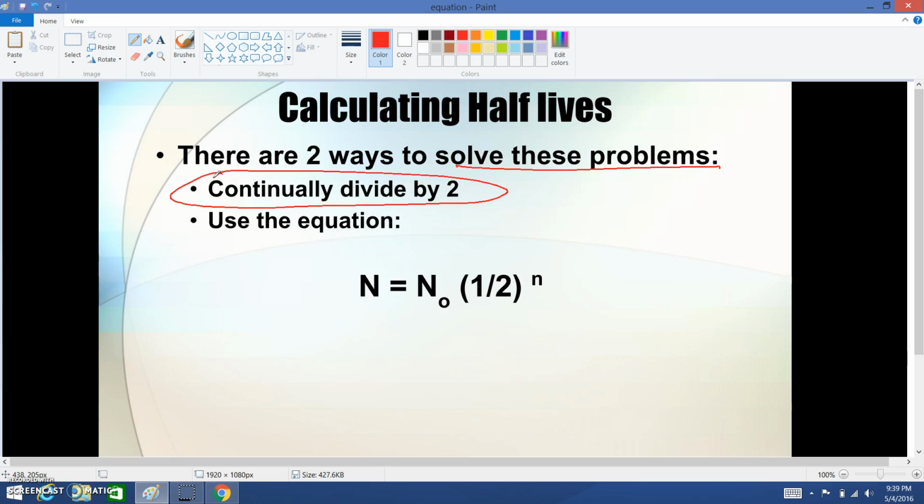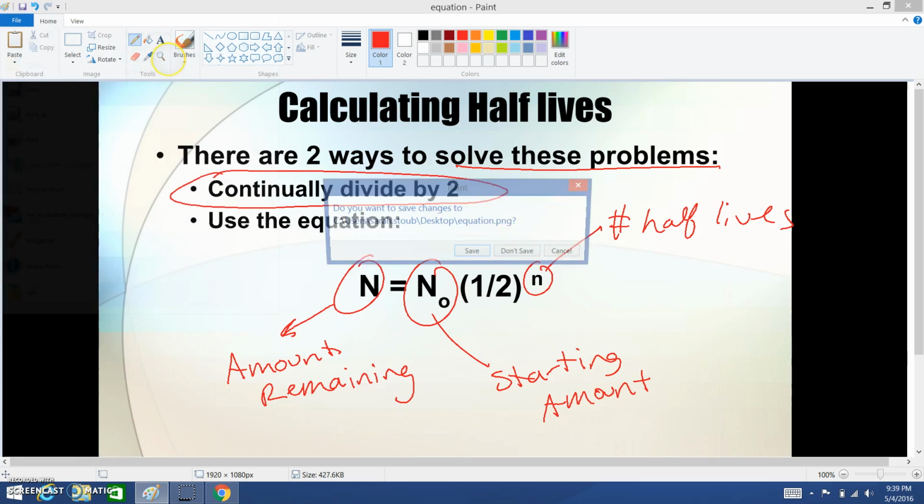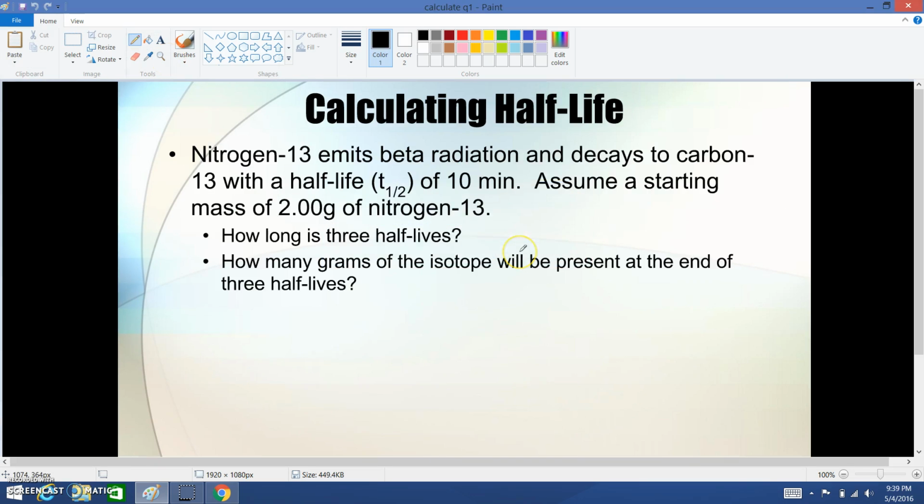The equation has a lot of n's in it, so it's up to you if you want to use it. This big N stands for the amount remaining. So after the half-life, how much is remaining? This N0 is your starting amount, the original amount. And then we multiply by 1/2 to the power of n. n would be the number of half-lives. Okay, so let's give it a whirl with these two ways.